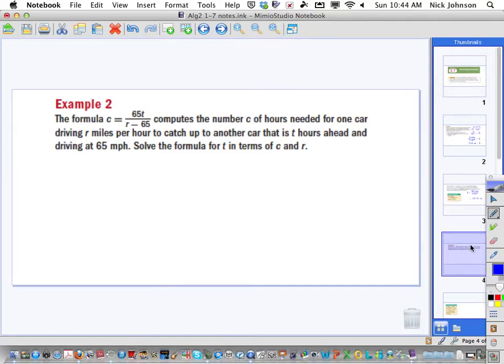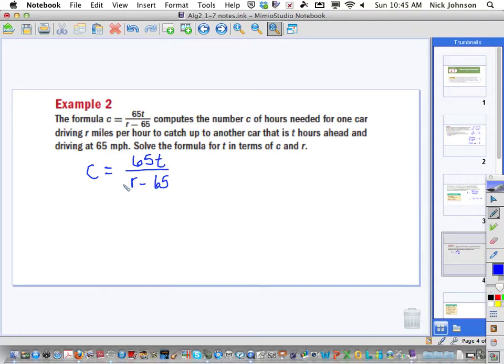Example 2. The formula C equals 65T divided by R minus 65 computes the number C of hours needed for one car driving R miles per hour to catch up to another car that is T hours ahead and driving at 65 miles per hour. Solve the formula for T in terms of C and R. So I'm taking that formula, and what I need to do is get T by itself.